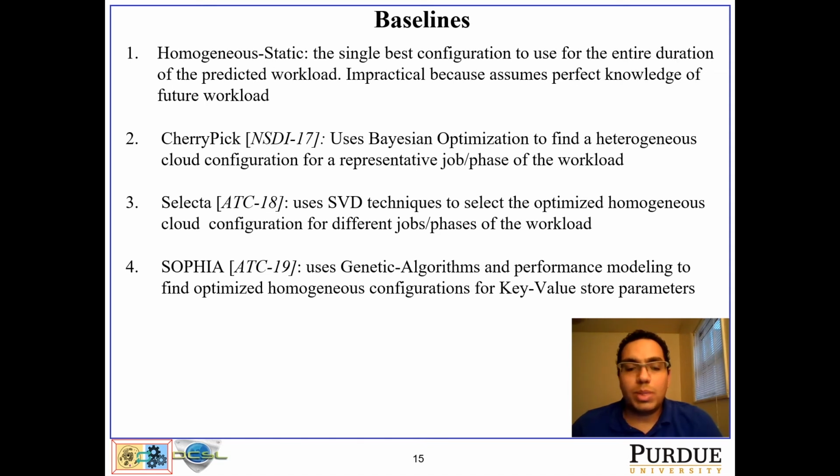The third baseline is Selecta, which was introduced in USENIX ATC 18. Selecta uses a singular value decomposition technique to select the optimized homogeneous cloud configuration for different jobs or phases of the workload, which is also a reactive technique. And the fourth baseline is our paper from ATC 19, Sophia, in which we used genetic algorithms and performance modeling to find optimized homogeneous configurations, which only considers the key value store parameters without configuring the cloud in an online manner.